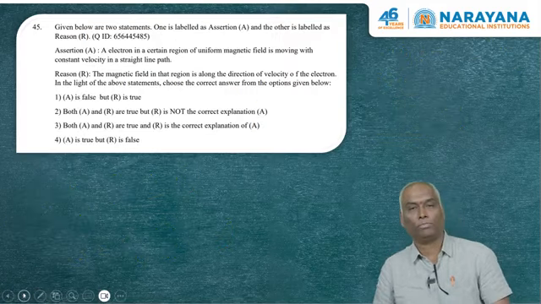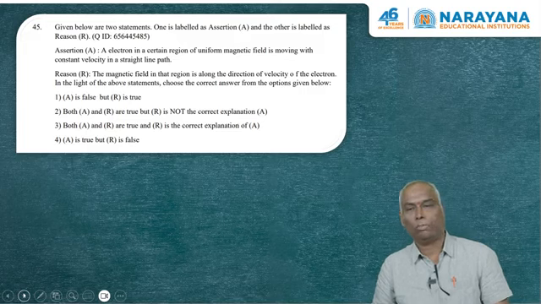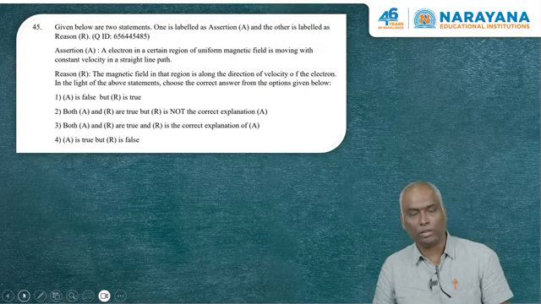Question number 45. An electron in a certain region of uniform magnetic field is moving with a constant velocity in a straight line path. Generally, whenever assertion reasoning questions are given, in most cases A will be an independent statement. But here, in this assertion reasoning, statement A is dependent on R. So we cannot judge the validity of statement A unless we read statement R. What does statement R say? The magnetic field in that region is along the direction of velocity of the electron.